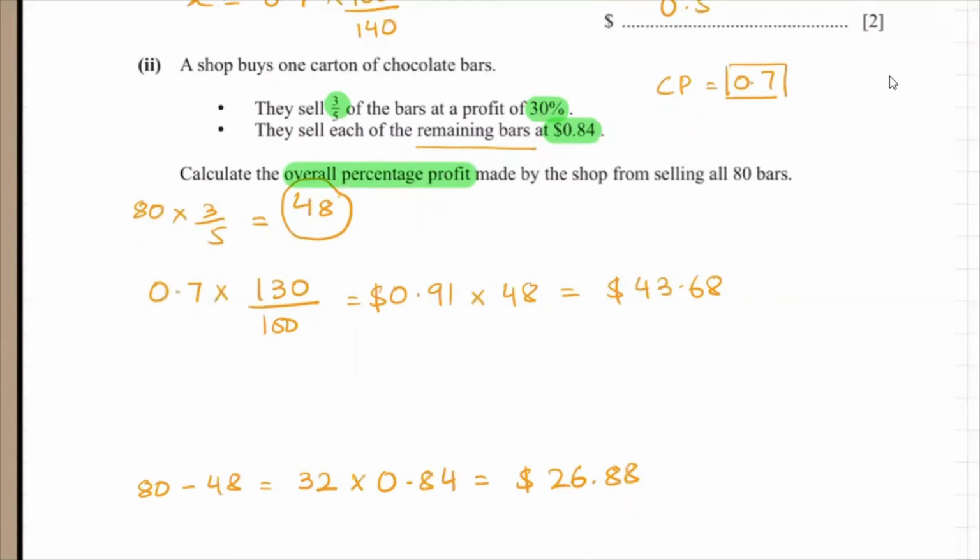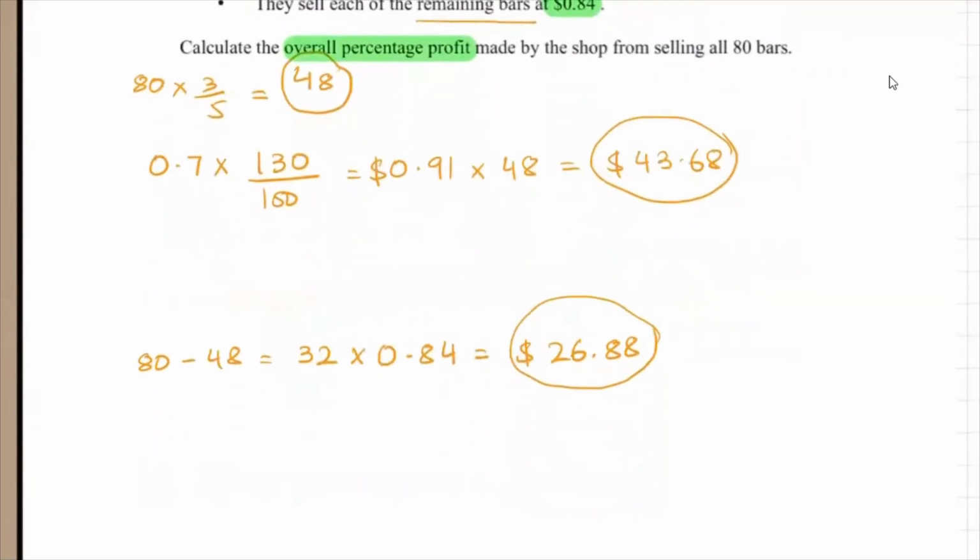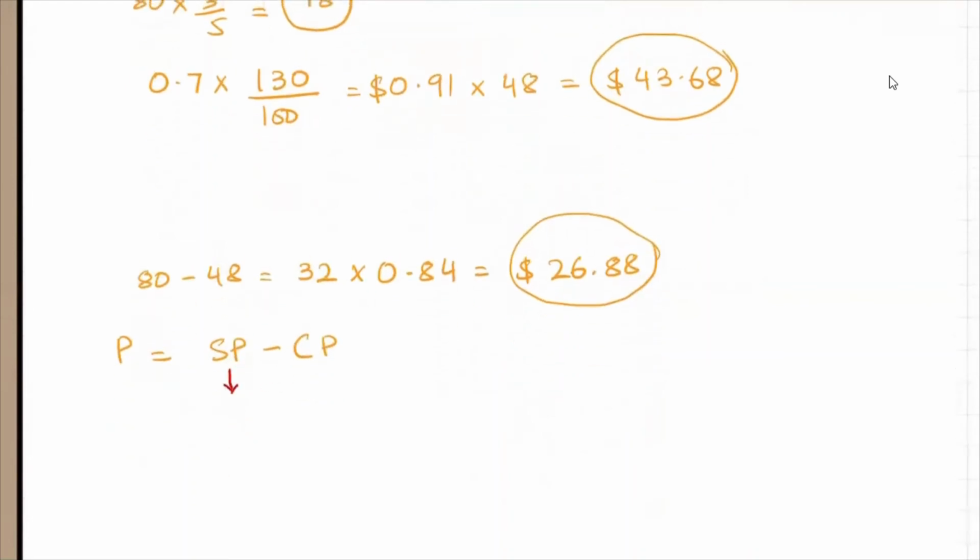Calculate the overall percentage profit made by the shop for selling all 80 bars. Now, first, we would be adding these two in order to calculate the total selling price. So profit equals total selling price minus the cost price. Individually, let's look at all of these. Selling price would be 43.68 plus 26.88, which is going to give me $70.56.